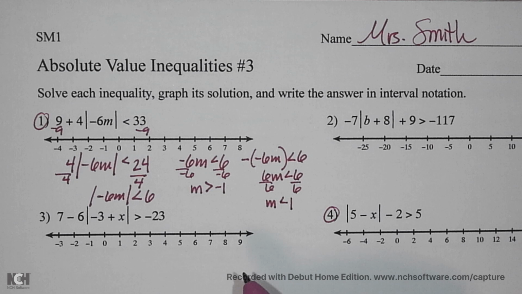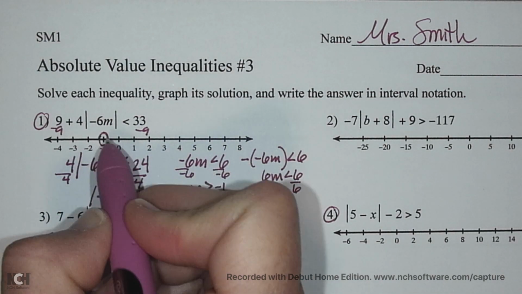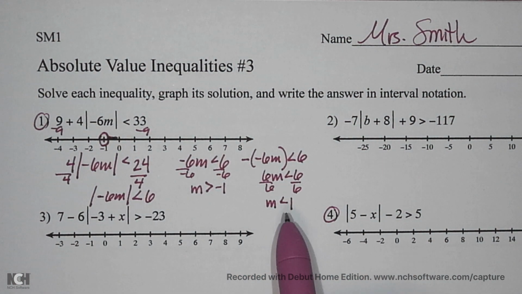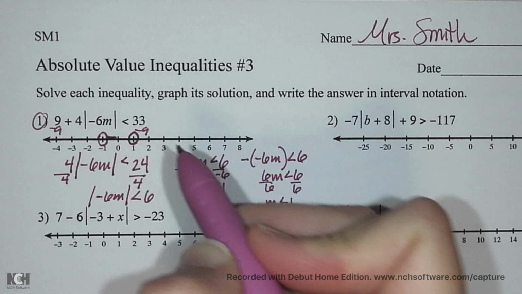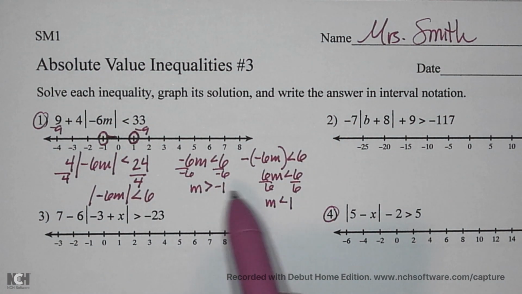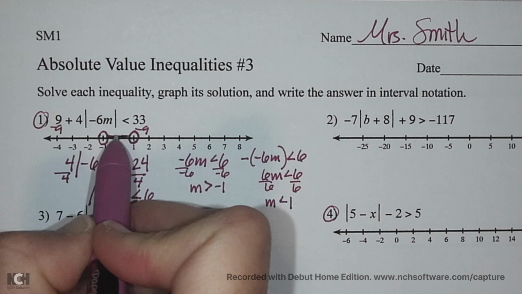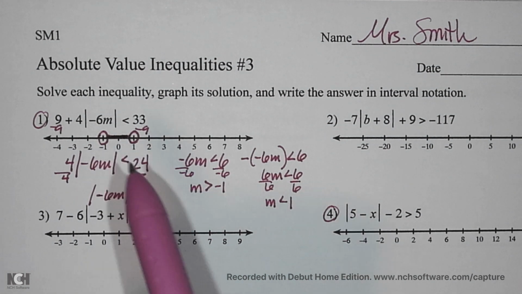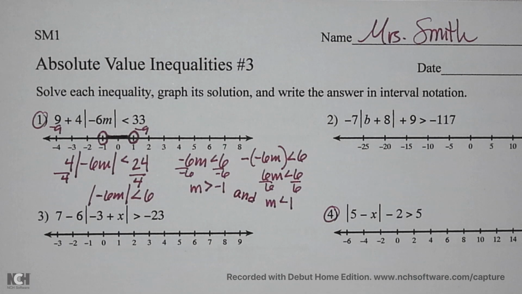Okay, let's put this on the graph. So m is greater than negative 1. So we're going off this way. And it looks like we have m is less than 1. And I'm using these open circles because it's not or equal to. It's just less than and greater than. So m is less than 1. We're going down this way. And they meet in the middle. And when they connect in the middle like this, you use the word and in between. So I'll write my little and right there.